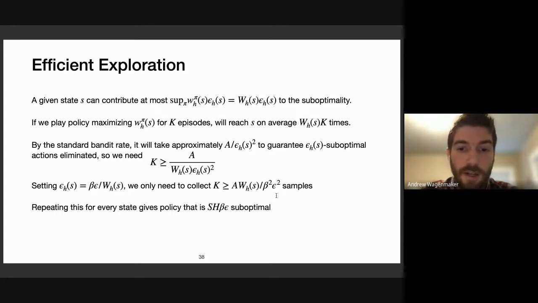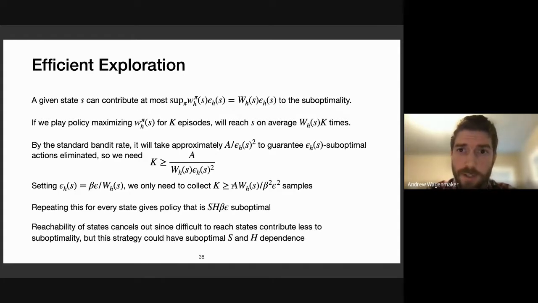And the key thing here is that because of the way the reachability factors into the suboptimality, you get this cancellation of w_h(S). So our final policy will be S-h beta-epsilon suboptimal, and we only have to collect a number of episodes that doesn't scale inversely in the reachability. If a state is hard to reach, it doesn't factor very much into the suboptimality, and you can scale how many samples you collect from it by this reachability.